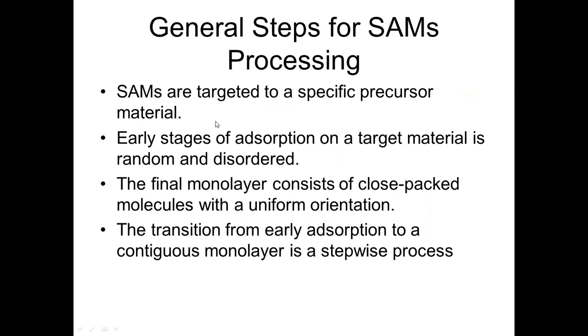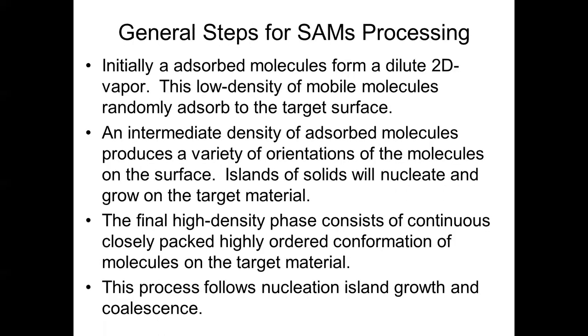So SAMs are targeted for a specific precursor material, and again, this is a self-assembled monolayer. Early stages of adsorption on a target material are random and disoriented. The final monolayer consists of close-packed molecules with uniform orientation. The transition from early adsorption to continuous monolayer is a stepwise process. Generally, this takes a finite amount of time, and it's dependent on the material. But for most circumstances, I read that it would be on the order of minutes that this takes place.